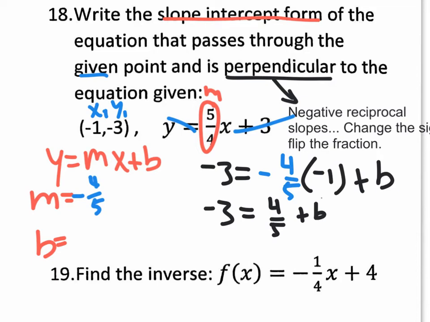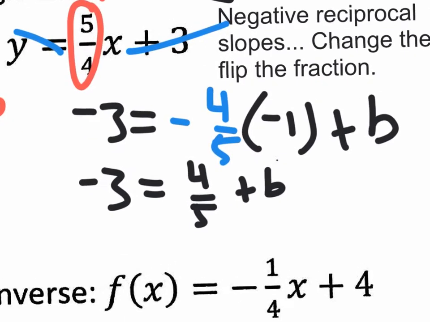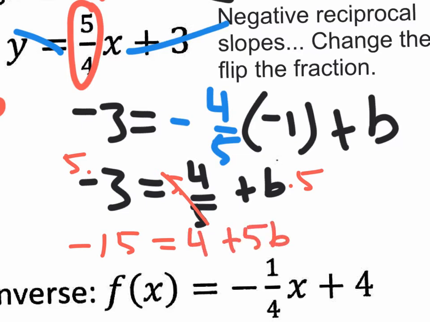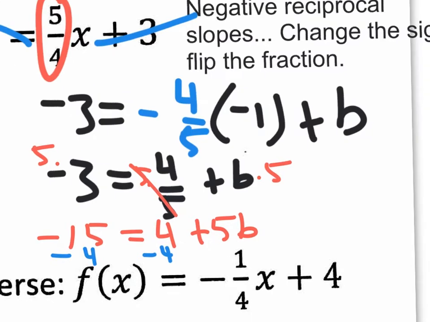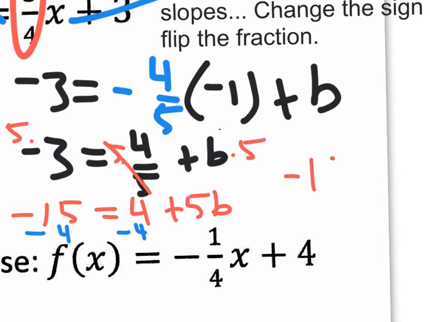which means we need to get rid of that 4/5 by subtracting 4/5. If you don't want to deal with subtraction of fractions, you can multiply everything by 5 to temporarily get rid of the 4/5. So let's multiply everything by 5. This times 5, this times 5, it'll cancel, even the b times 5. So you're going to have -15 equals 4 plus 5b. And of course, when you subtract 4 here and subtract 4 over here, you're going to get -19 on the left.